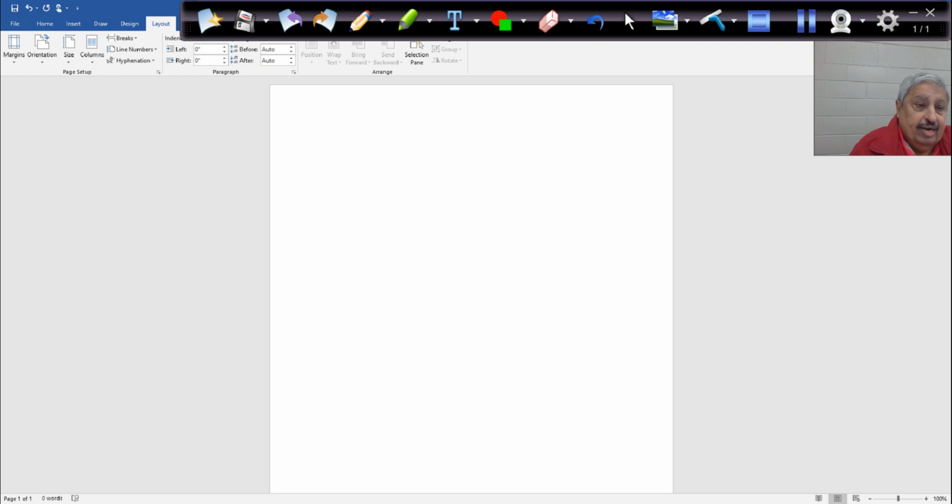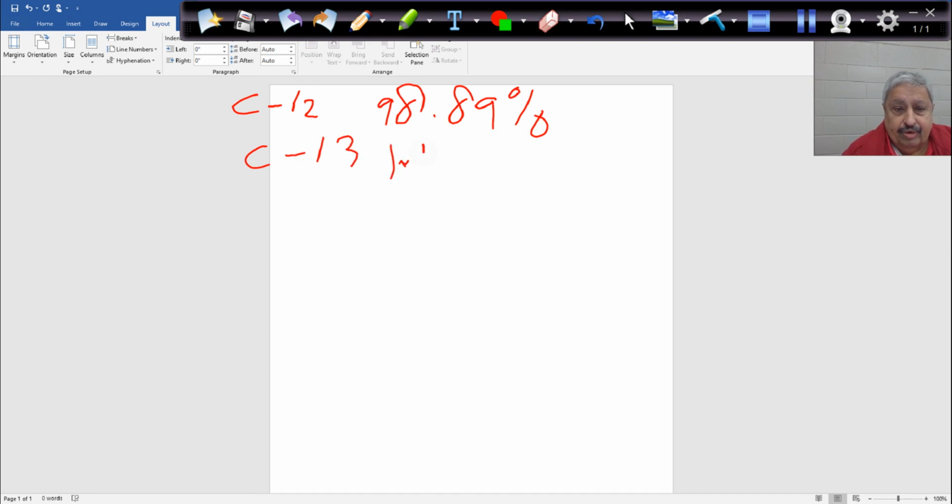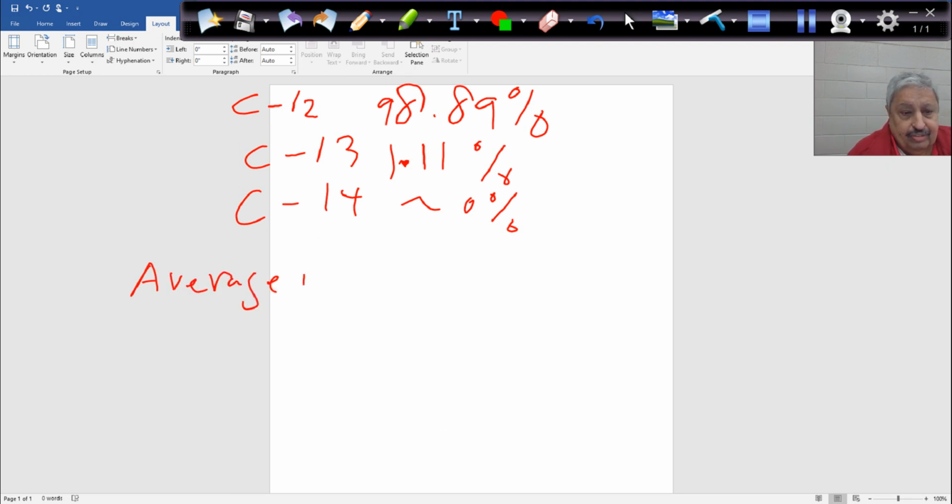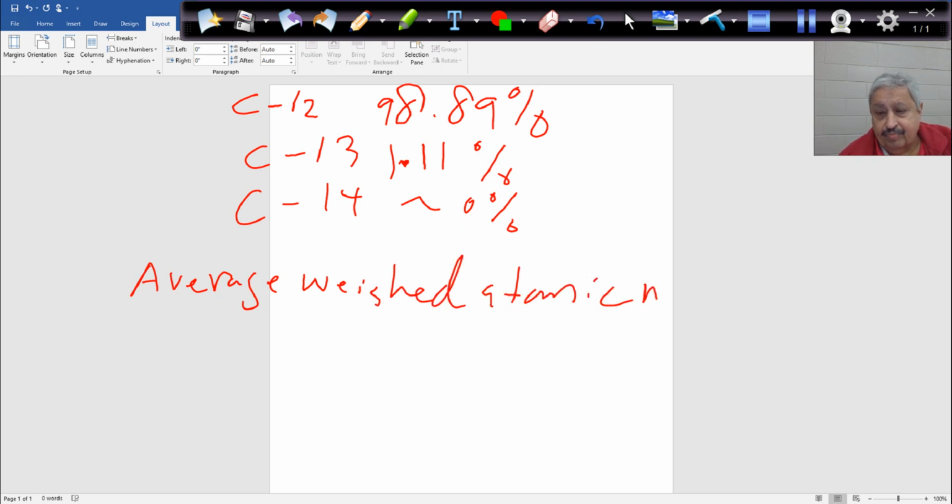So for carbon, we have carbon 12 at 98.89%, carbon 13 at 1.11%, and carbon 14 at almost 0%. So the average weight atomic mass is equal to, we have to weigh in, meaning you have to weigh in the abundance found in nature.